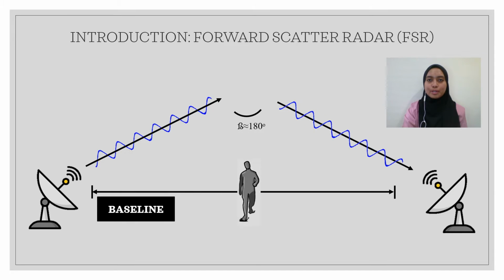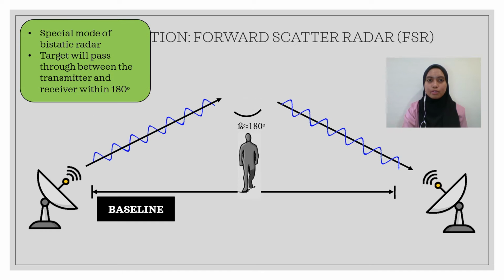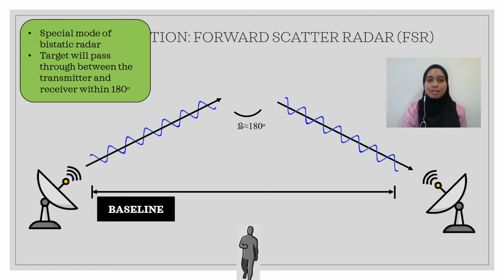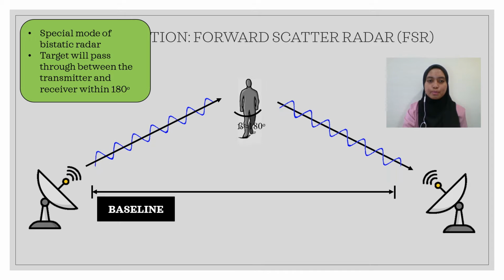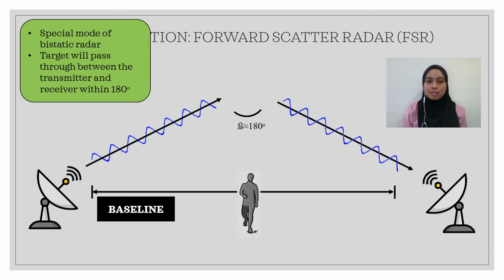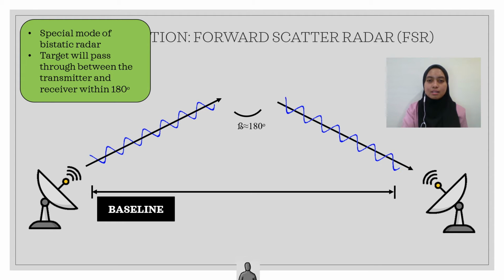We move to forward scatter radar (FSR). FSR is a special mode of bistatic radar. As illustrated in the animation, you can see the target, which is a human, will pass through between the transmitter and the receiver with bistatic angle equal or near to 180 degrees.